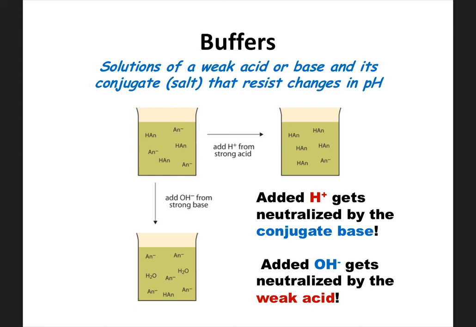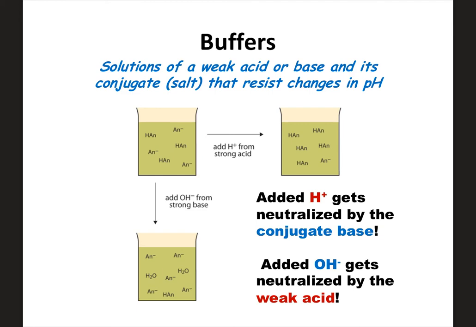If I added H plus to this beaker, if I try to add acid to this beaker, what's going to happen here is that conjugate base is going to attack and neutralize that acid that I'm adding. As the H plus is added, this conjugate base will neutralize that. And you'll see here, that means you're forming more of the weak acid in this beaker after you add the acid.